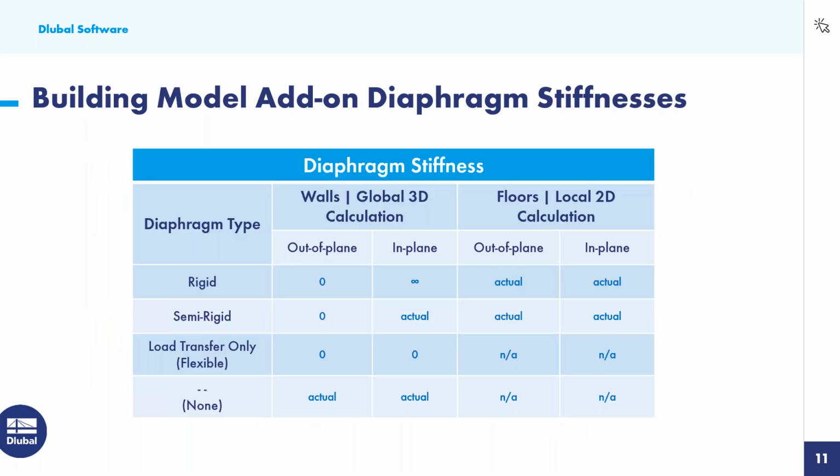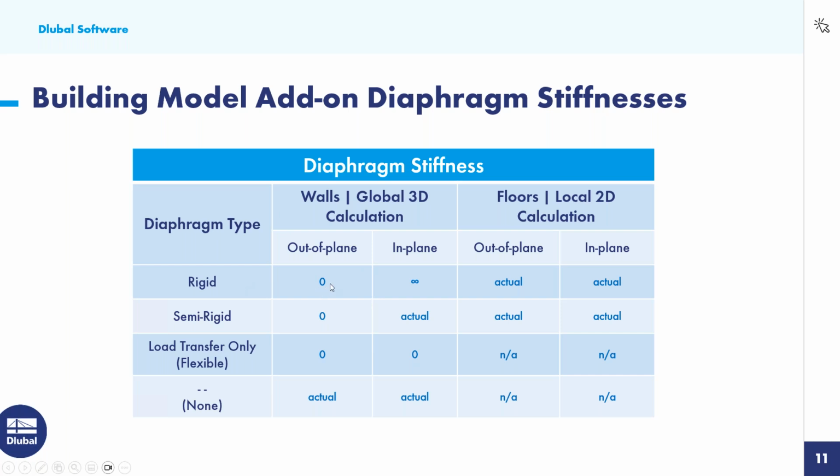So on the next slide, I thought it would be worthwhile to create this table to summarize the different diaphragm stiffnesses depending on the type that you have set for both the 3D and the 2D calculation. So you can certainly refer back to this table if you're integrating these diaphragm options, if you're wanting to know what type of stiffness is used where. So over on the left, we have the different diaphragm types, including rigid, semi-rigid, the load transfer only, otherwise known as a flexible, or if you have no diaphragm set. Now, the first couple columns here are related to that global 3D calculation.